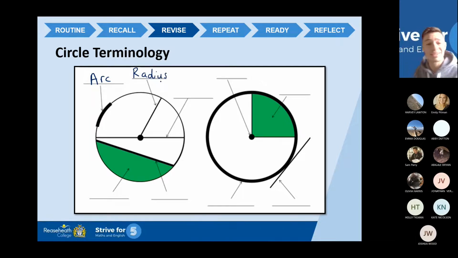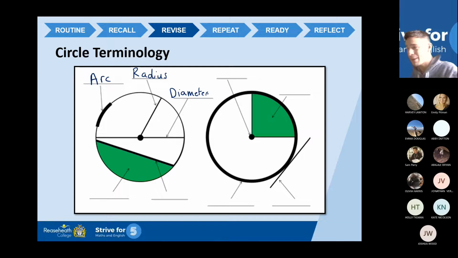The radius goes from the center to the edge. We now have a line that goes all the way through the circle, through the center, and then to the other end. So it goes from one edge to the other, but it goes through the center. That's known as our diameter.